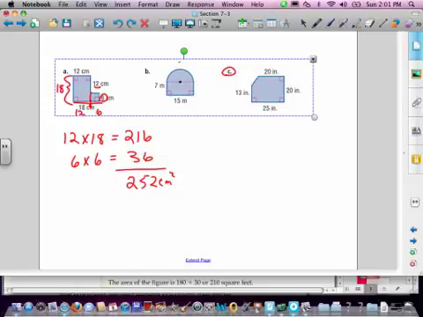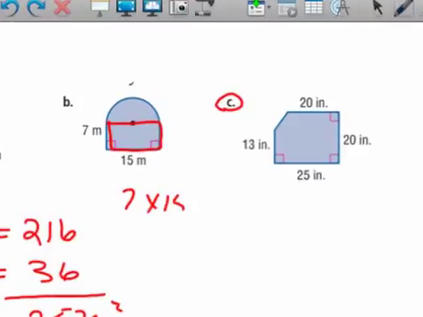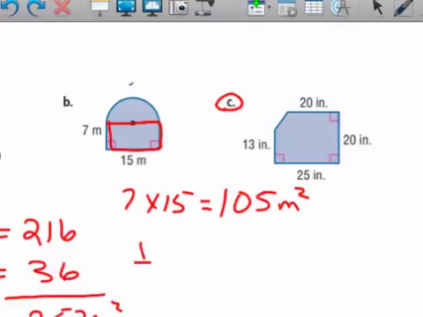Okay, on the second one, you can see we've got a rectangle here, which is 7 by 15, and that's going to be 105 meters. And then we have a semicircle, and remember a semicircle is half of the circle, so we'll put a half times pi times the radius squared, so it's 1/2 times 3.14, and the radius would be half the diameter.